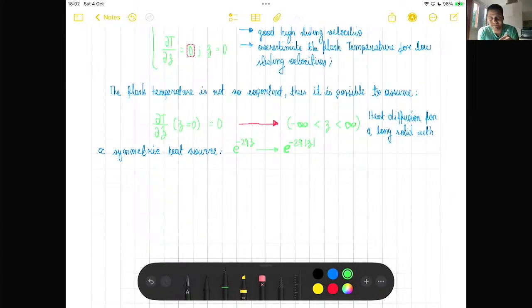Then we can take those equations, those considerations, and substitute them in the temperature equation developed for the single scale model.